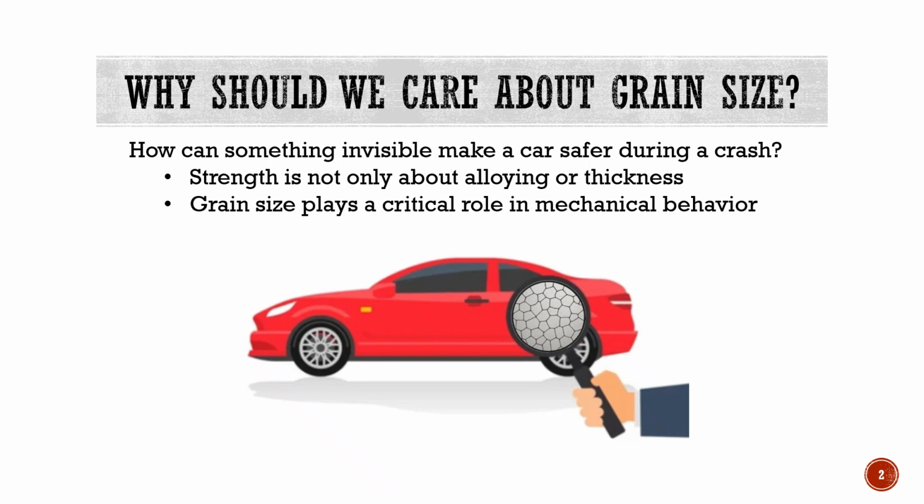As you can see in the image, we observe a car from the outside, but a magnifying glass reveals what is happening inside the material. This visual represents a fundamental idea in materials science. Decisions made at the microscopic scale determine performance at the macroscopic scale. Strength is not only determined by chemistry or geometry. Grain size plays a critical role in mechanical behavior, especially in safety critical structures such as automotive components.